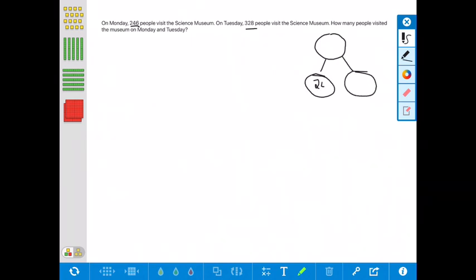On this side, we'll put 246, that's Monday. On this side, we'll put 328, that's Tuesday. Here is the whole, which we're trying to find out. Let's put our number sentence here.